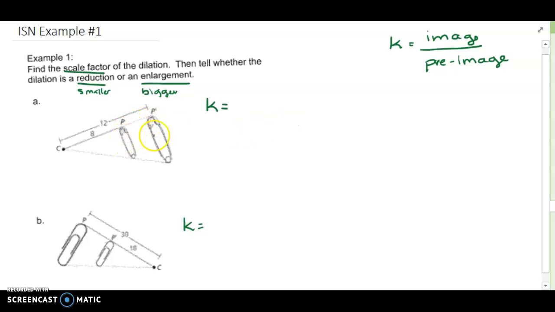All right, so if I look at this, the first thing I want to do is identify the image and the pre-image. Okay, so I have to look at what the names are. So this is my P, this is my P prime. Now notice P prime comes after P. So that means my P has to be my pre-image, and then my P prime has to be my image. Okay, so as you can see, we're going from smaller to bigger, so I can immediately say this is an enlargement.